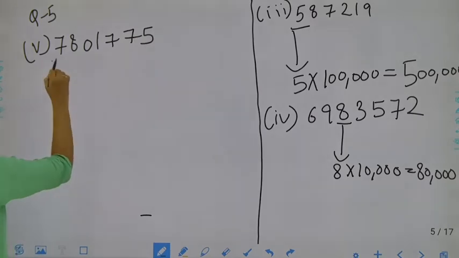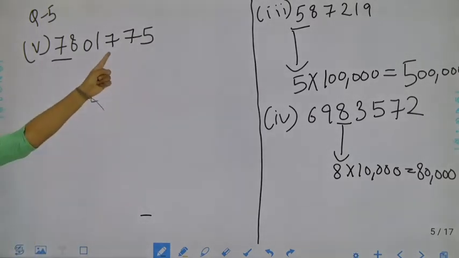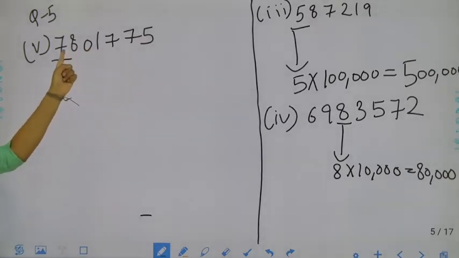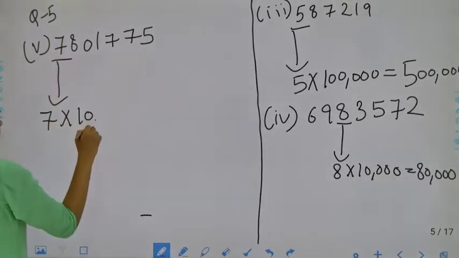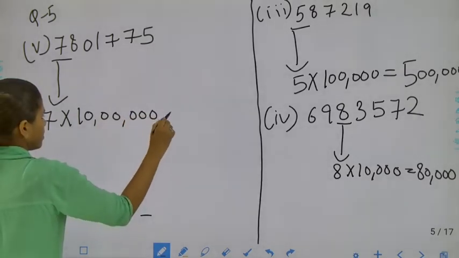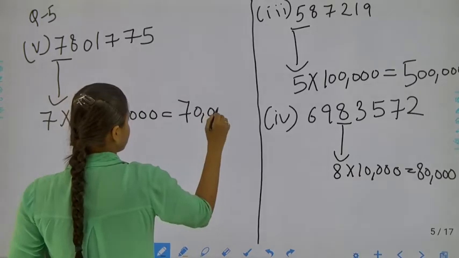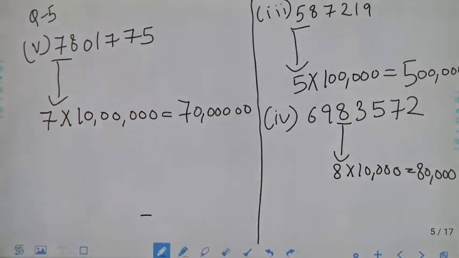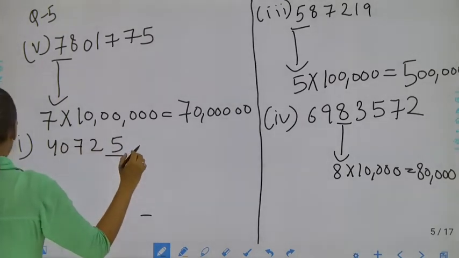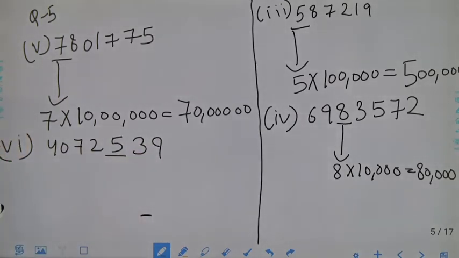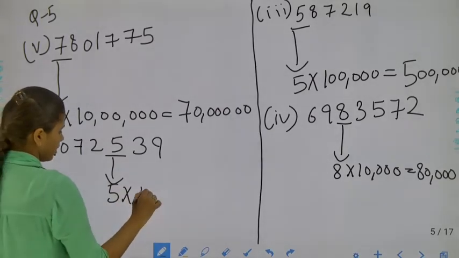We have to tell the place value of 7. That is ones, hundred, thousand, ten thousand, lakh and 10 lakh. That is 7 into 10 lakh. That is 70 lakh. Move to the next part. That is sixth part. Now, in this part, we have to tell the place value of 5. That is 500.